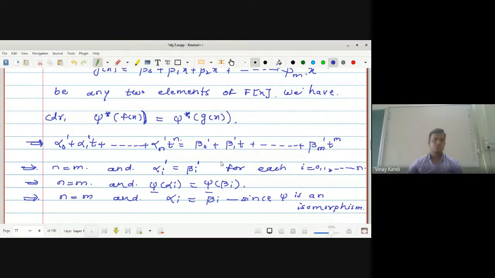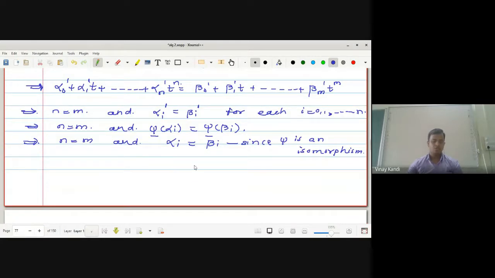Okay, so here if n is equal to m, we have alpha i is equal to what? Beta i. Okay, now hence this implies first f of x is equal to g of x.